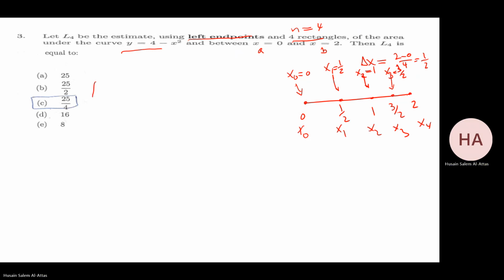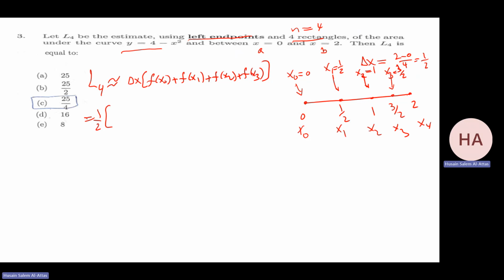So it will be the area, or L4, approximately delta x times f of x0 plus f of x1 plus f of x2 plus f of x3. I'm using the left endpoint. So that will be half times f of x0, which is f of 0, which will be 4 minus 0. Plus 4 minus half squared, which is 1 over 4. Plus 4 minus 1, plus 4 minus 9 over 4.